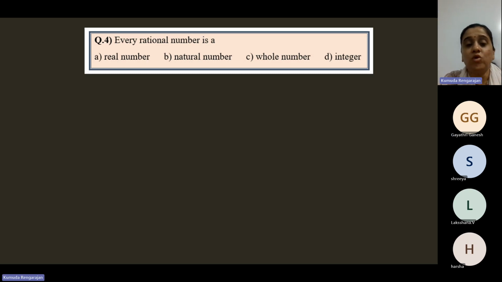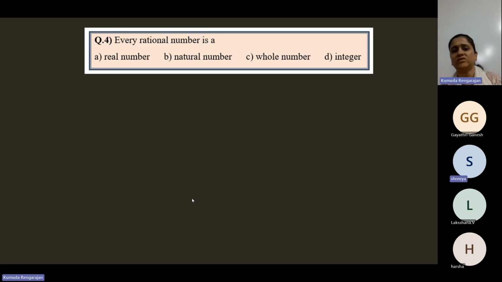No. For example, 4 by 5 is a rational number, but it's not a natural number. Oh, okay, ma'am. The other way is true. Every natural number is a rational number. Every whole number is a rational number. Every integer is a rational number. That is true. But every rational number need not be a natural number. Because minus 3 by 4 is rational, but it's not a natural number. It's not a whole number. It's not an integer. So you can just make a note of that statement.